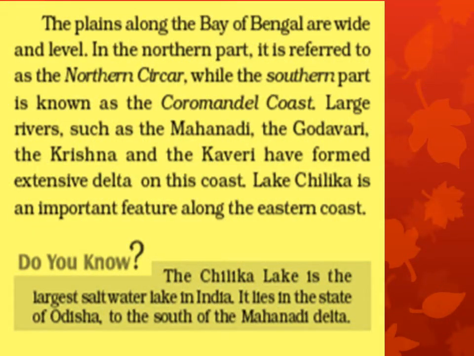Now the plains along the Bay of Bengal are wider and level. In the northern part it is referred to as the Northern Sirkar, and in the southern part it is known as the Coromandel coast. Large rivers like Mahanadi, Godavari, Krishna and Kaveri form extensive deltas on this coast.